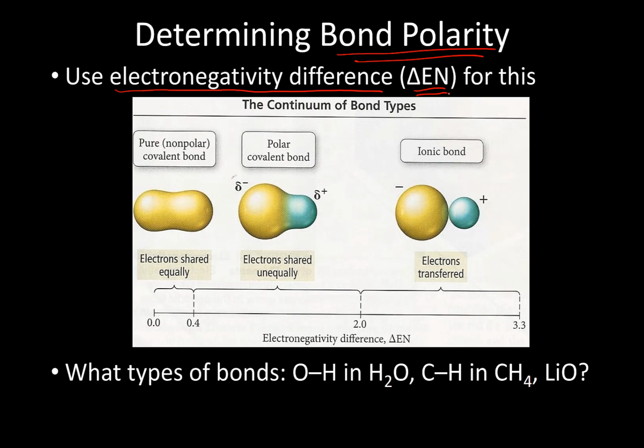So notice that if the electronegativity difference between two atoms is between 2 and 3.3, one of the two atoms has enough of a pull on those electrons to create an ionic bond. It's enough of a pull that the electrons are essentially transferred. They're not shared. So remember, in ionic bonds, electrons are transferred.